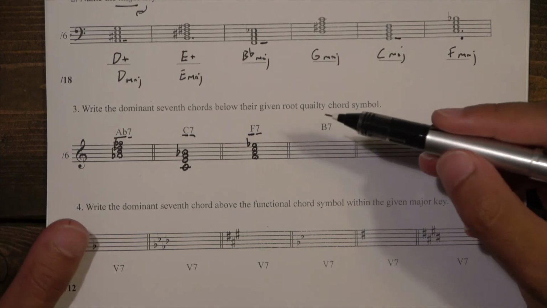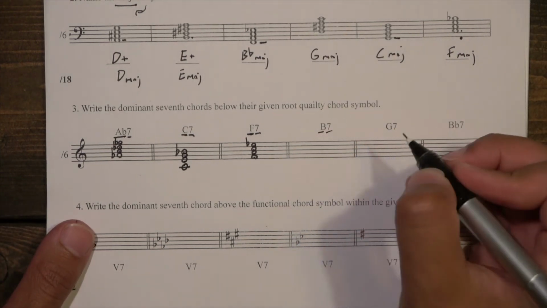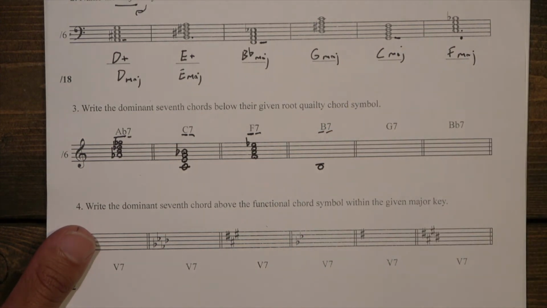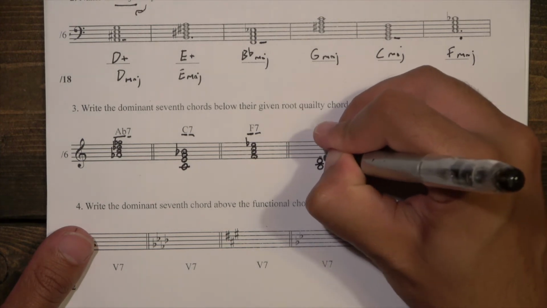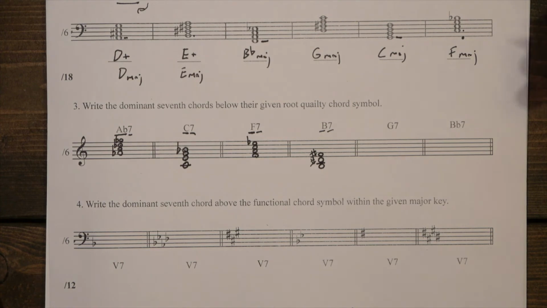B7 over here. Root is B. Quality is dominant 7th. Let's find a B. There's our root. Then we build a major triad on top. A B major triad consists of a D sharp and an F sharp.